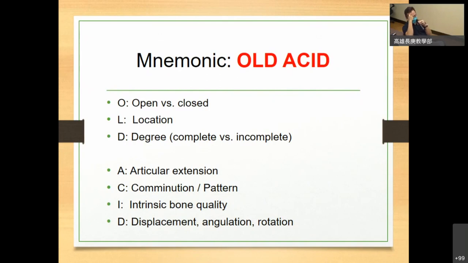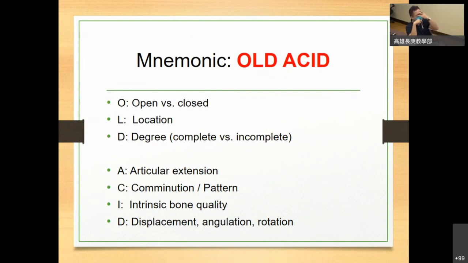The second thing you should remember is locate. L means location. Which location is it: the diaphysis, the epiphysis, or the metaphysis? And D means degree, meaning it's a complete fracture or an incomplete fracture. And another is A, if the fracture has articular extension. And the C means whether the fracture is a comminuted fracture or a simple fracture. Okay, and I means the intrinsic bone quality.